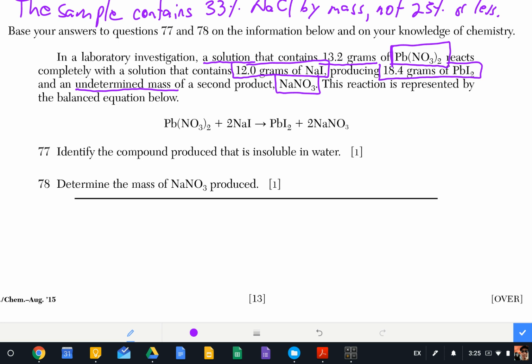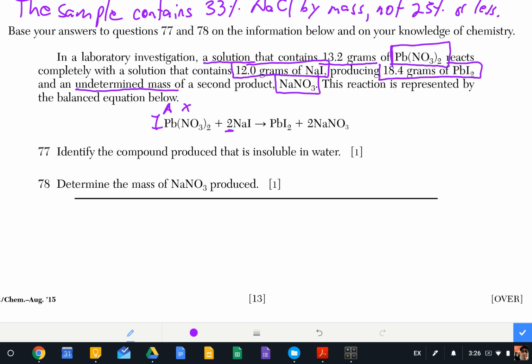Hey, that's nice. At least they gave us a balanced equation. So here we go. Lead 2 nitrate reacts with, well, let's think. There's an invisible 1 in the front. So there's 1 mole of lead 2 nitrate, which reacts with 2 moles of sodium iodide, and this produces 1 mole of lead iodide and 2 moles of sodium nitrate. Do you recognize this type of equation, by the way?